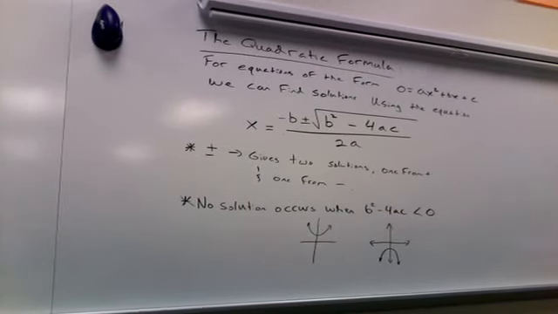Okay? So, the quadratic formula for equations of the form 0 equals ax squared plus bx plus c, we can find solutions using the equation x equals negative b plus or minus the square root of b squared minus 4ac, all over 2a. All right, we'll talk about the start points here in a second. All right. So, this is used for when? When it's not factorable. Okay, I would advise you, only use this when it's not factorable.